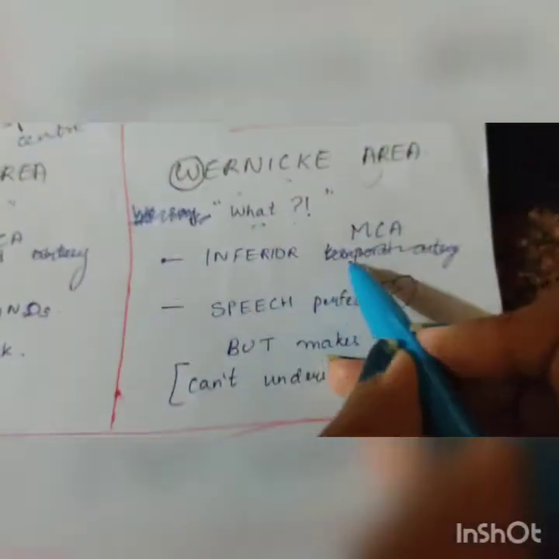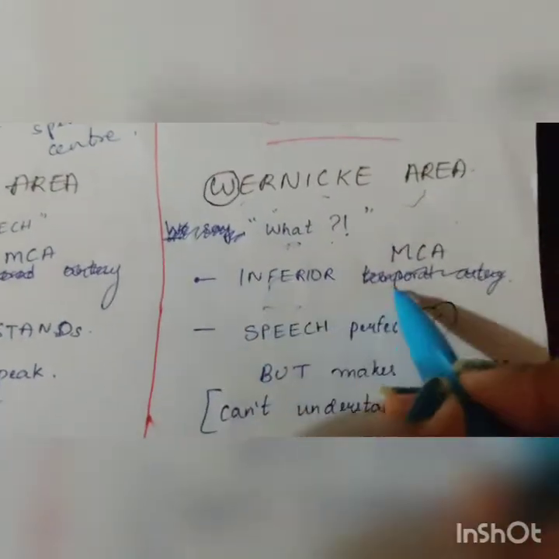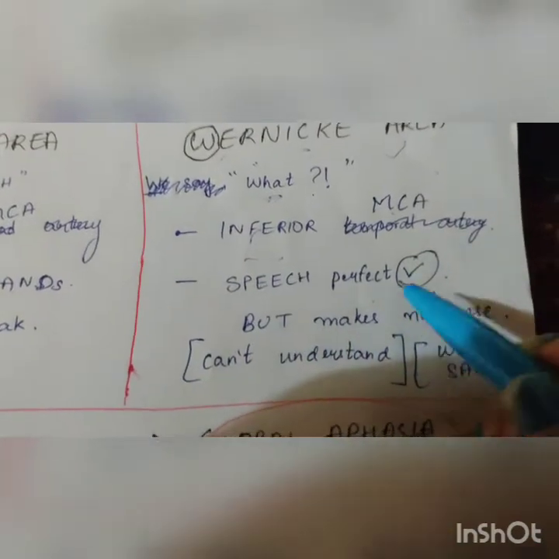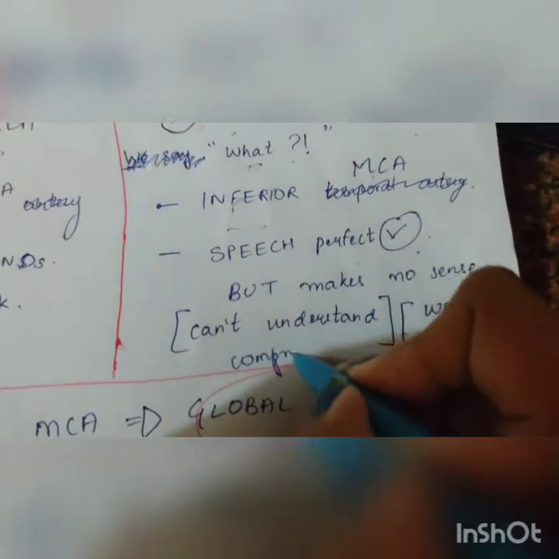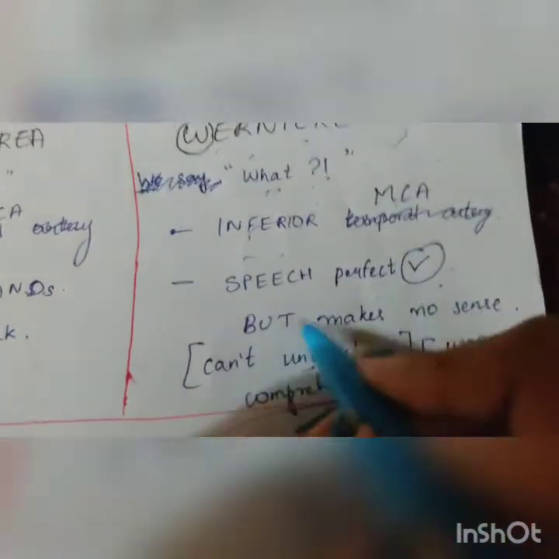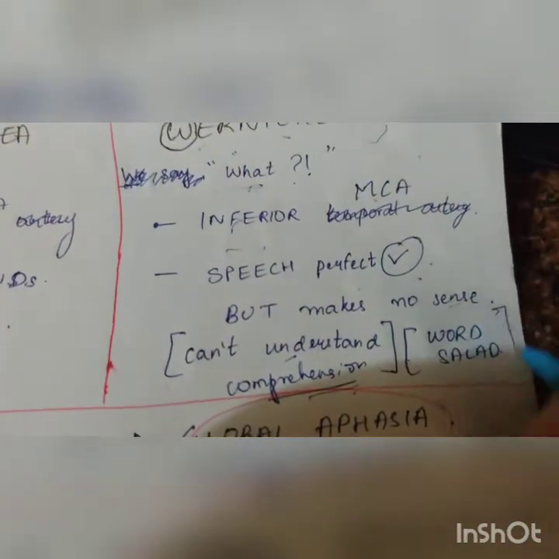But what happens is, the inferior middle cerebral artery is affected, and his speech is perfect, but it makes no sense because his comprehension is damaged. Comprehension is nothing but the way he understands; his understanding levels are damaged. Therefore, what he says doesn't make any sense. This is called word salad.